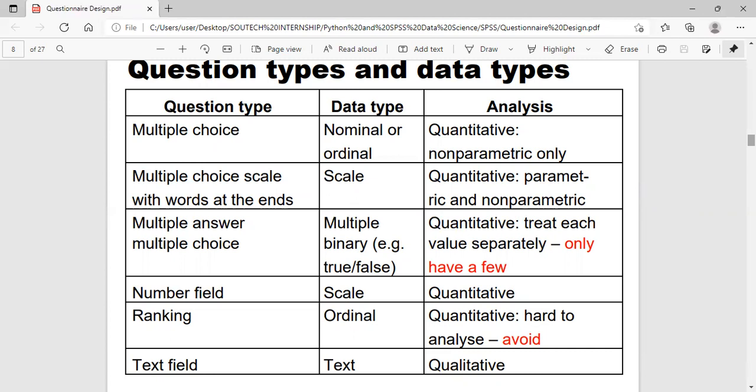For example, a question in a survey that is in a text field is, what do you think we can do to improve our service? That part is written down, and there's a blank line under it to be filled. Now that is a text field.